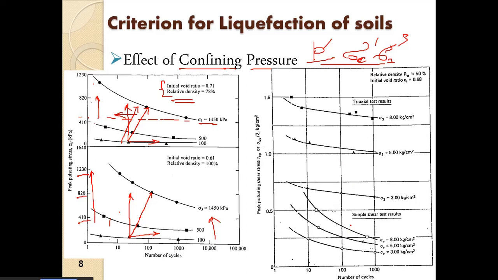The same trend is observed for simple shear test results as well as for the triaxial test results. Obviously for the triaxial test results, we have higher values of these pulsating stresses, with the ratio a little bit on the higher side. And here you see for increasing confinement, the same trend is observed, right? And in the simple shear the same trend is observed. Of course in simple shear it is directly sheared, so the stress ratios are a little bit on the lower side.